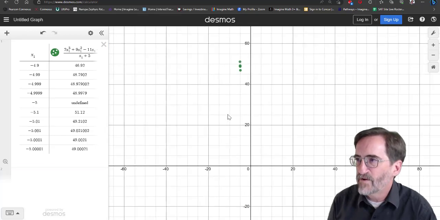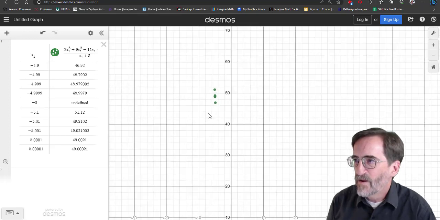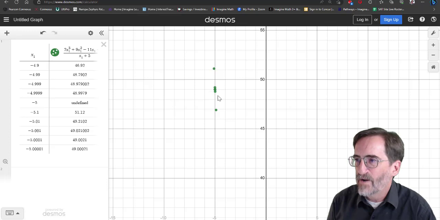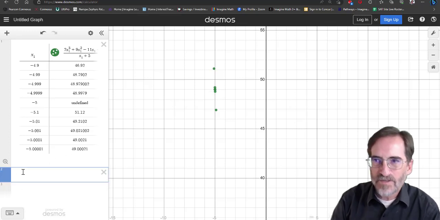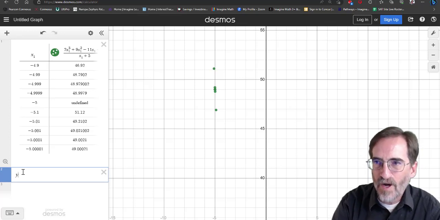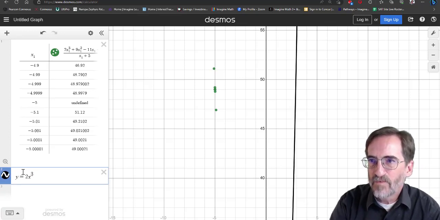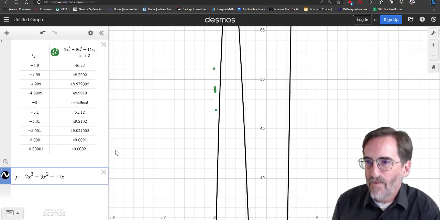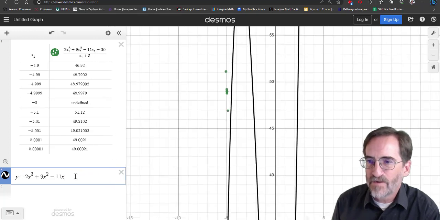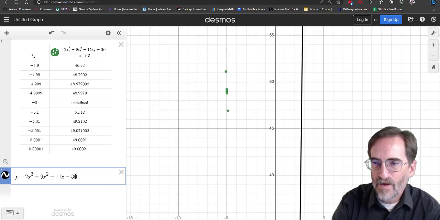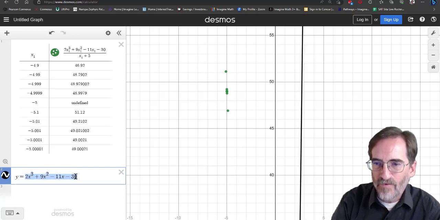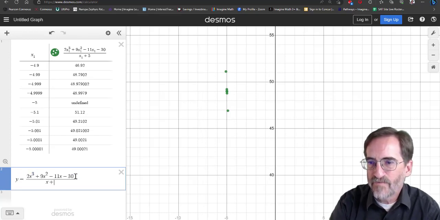And there's our function values right in there. And in fact, as we look at them, they're approaching this central value right here at 49. In fact, if I graph the function y equals (2x cubed plus 9x squared minus 11x minus 30) all over x plus 5.